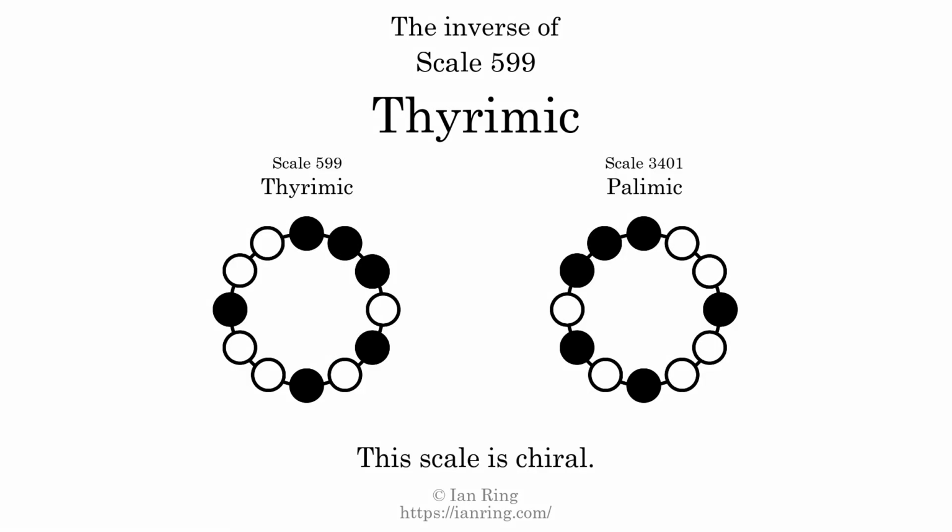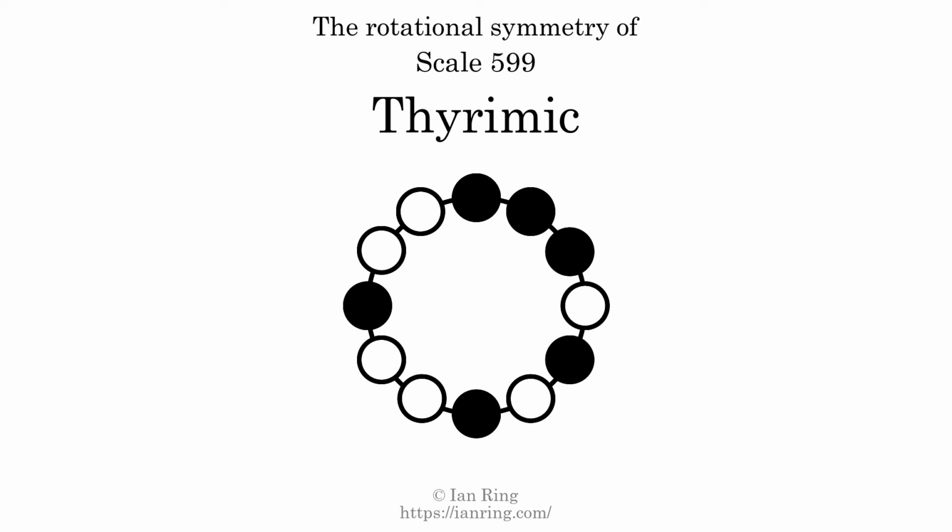The inverse of a scale is a mirror image. It is what you get when the sequence of intervals is reversed. The inverse of this scale is scale 3401, also known as polemic. This scale is chiral. It cannot transform into its inverse by rotational transformation. This scale has no rotational symmetry.